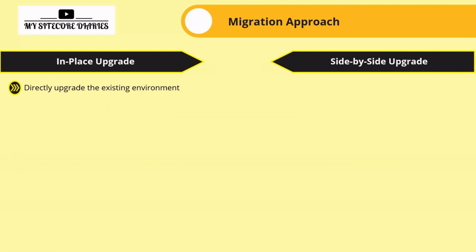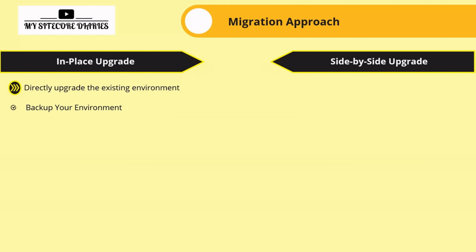the in-place upgrade approach. In this method, we directly upgrade the existing environment. This means applying the updates within the current Sitecore instance. So we are going to do the changes within the existing Sitecore instance only. We'll see what key steps are included here.